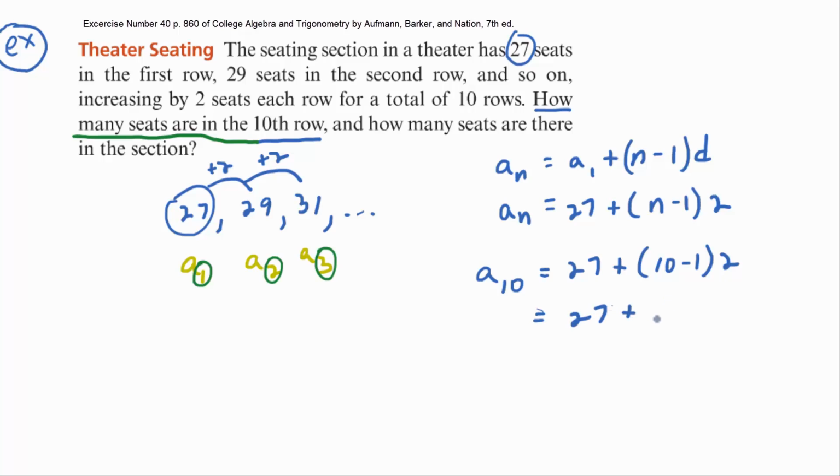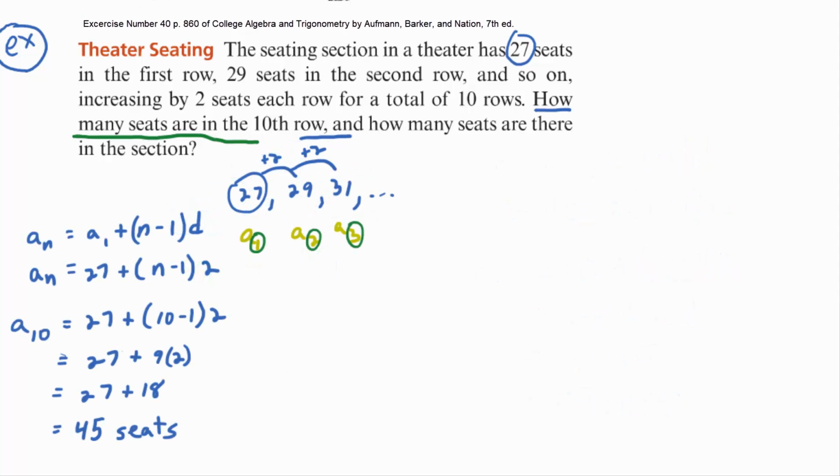What does that turn out to be? 9 times 2. 27 plus 18, what's that? 45. So 45 what? If it's an applied problem, it's always important to write down what it is you're counting or looking at. Okay? We're not done, but does that make sense so far?